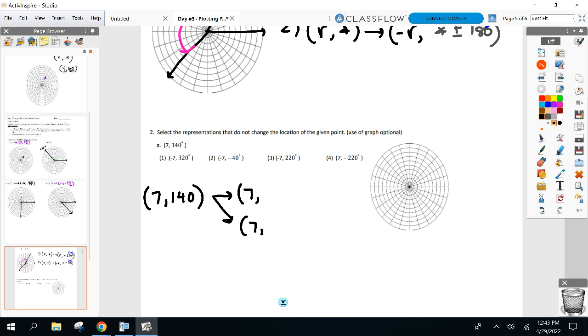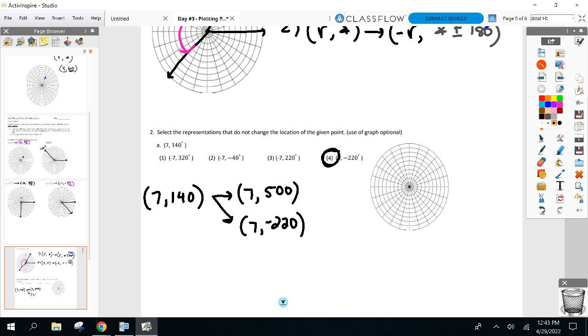So when you added 360, what'd you get? 500. And when you subtracted, you probably got negative 220. So at least one of my answers is here, right? 7, negative 220. So all 3 points would end up in the same location.